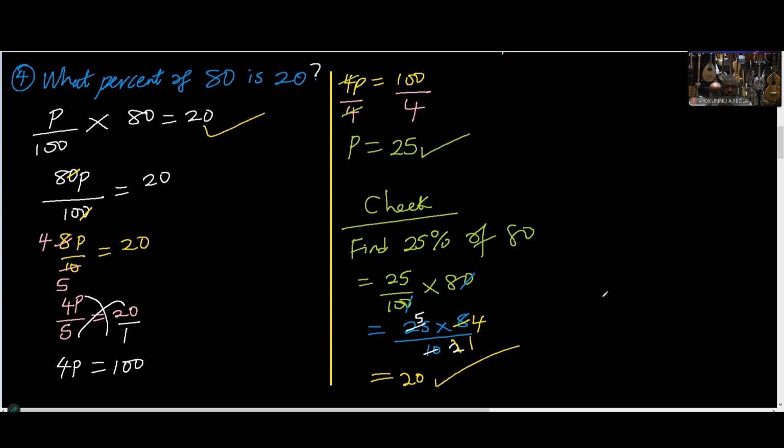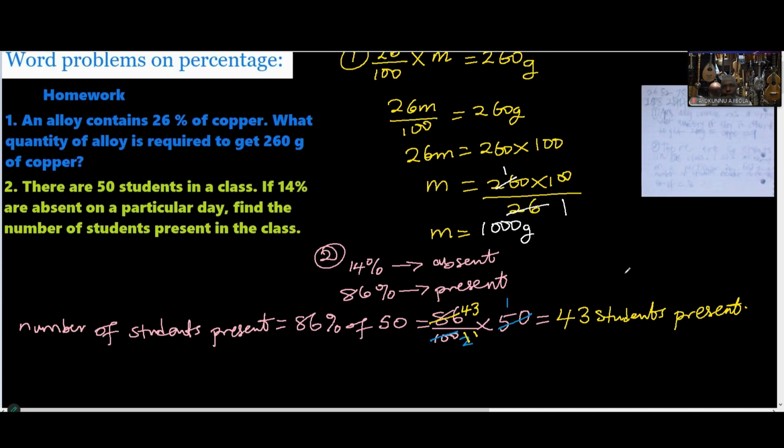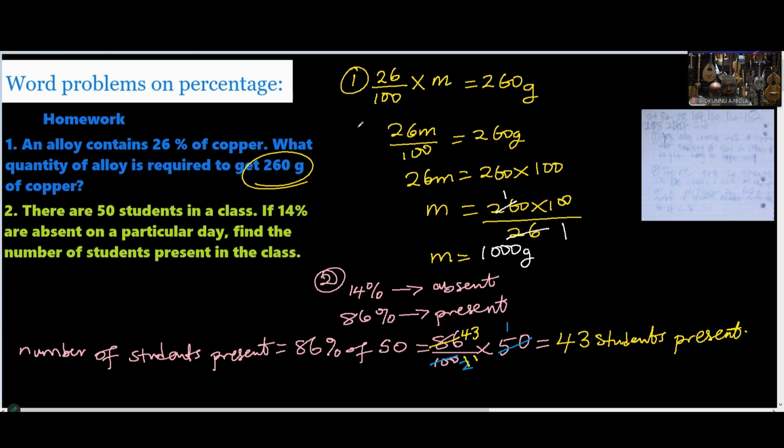Now let's go to this kind of example that is at the top here. It says, an alloy contains 26% of copper. What quantity of the alloy is required to get 260 grams of copper? That is, we don't know the total mass. So 26% of what will give me 260? That's what the question is saying.